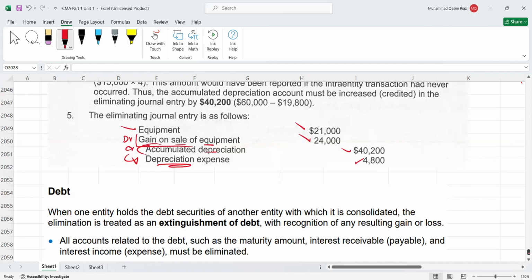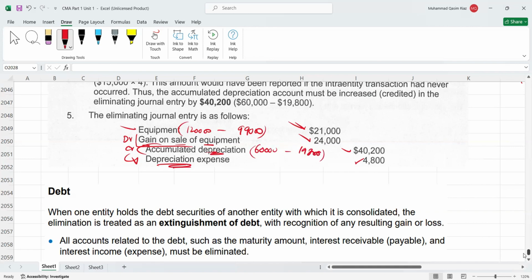Then we have to increase the equipment. In this example, it's the difference of original cost, which is 120,000, and the cost to the subsidiary, which was 99,000. So we will debit the equipment. Then we have to increase the depreciation also, which is the difference of accumulated depreciation of parent and accumulated depreciation of subsidiary.